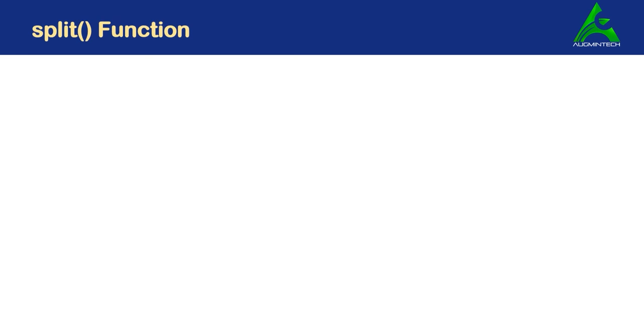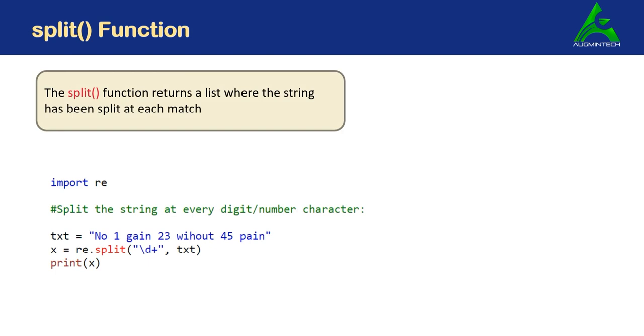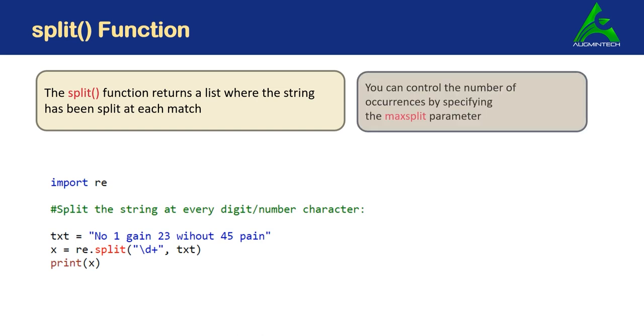Now let's see what the split function is. The split function returns a list where the string has been split at each match. Here, if you see, the split is at the point where the digits occur. We can also control the number of occurrences by specifying the maxsplit parameter to the split function.